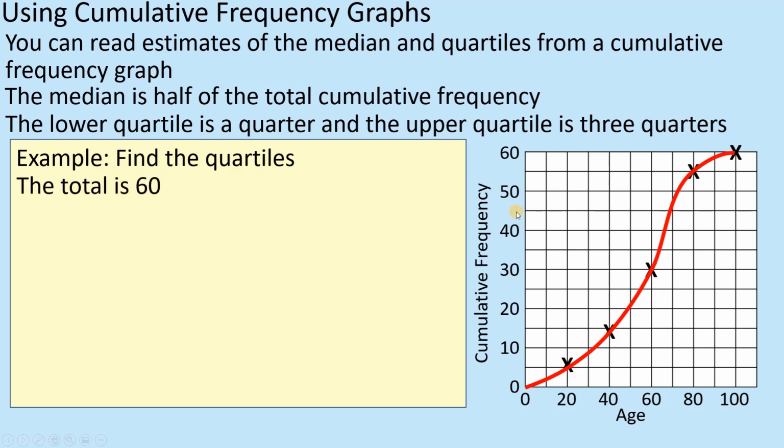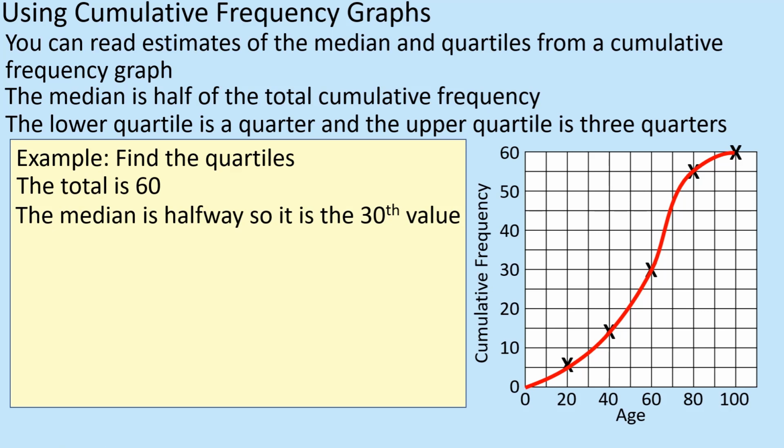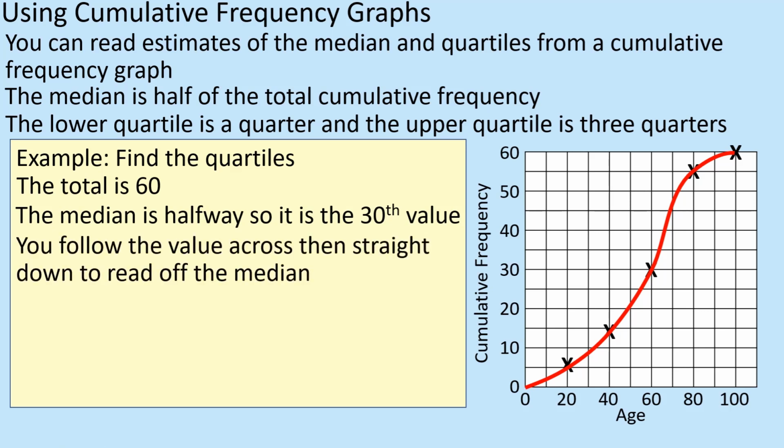So the total is 60, and you'll see me doing this. The median is halfway, and it's not asked me for anything other than the quartiles at this point. But anyway, let's just follow what it says on the screen. So you've got the median, which is 30, the one in the middle. It goes down there, and that's going to give me a value of 60. So the median value is 60. Median is 60.